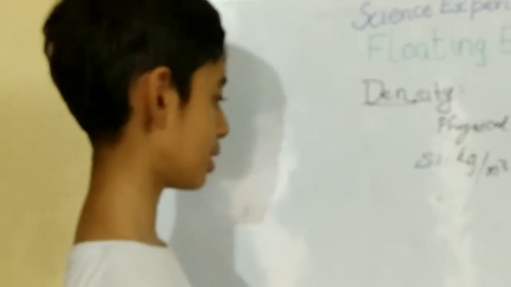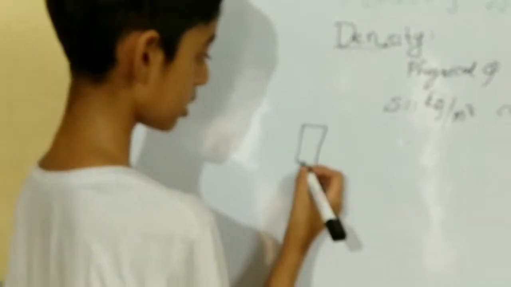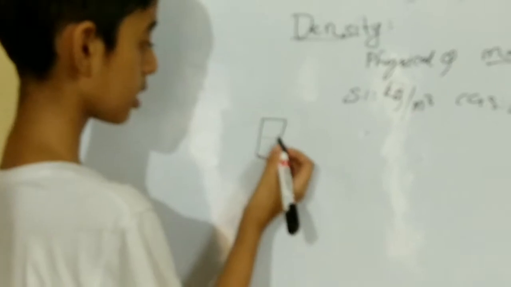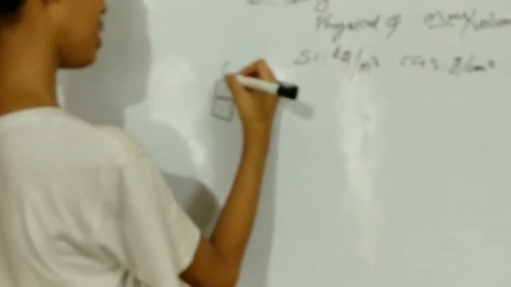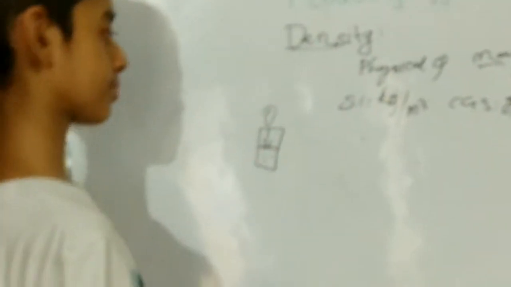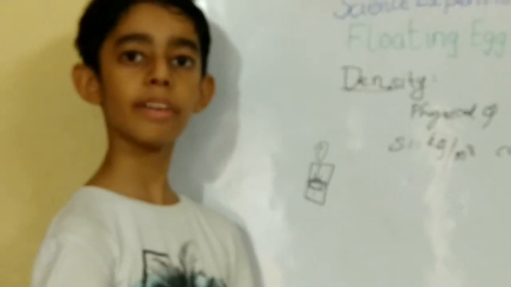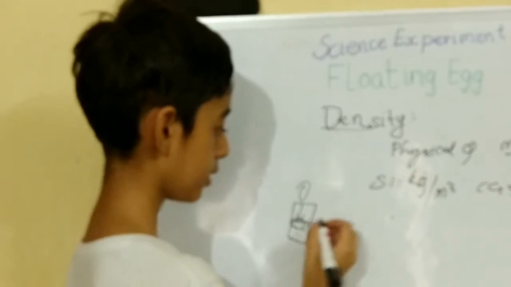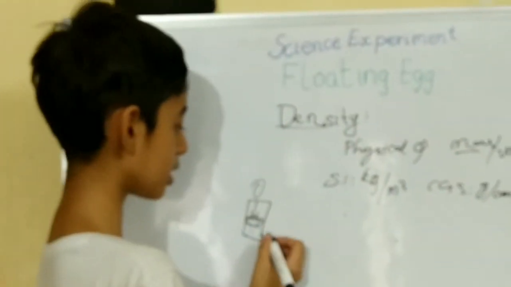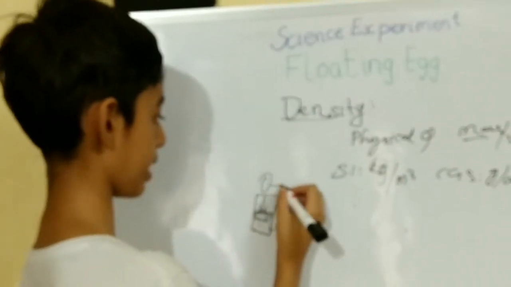And why does this happen? In the experiment, we took a tumbler containing salt water, and we kept an egg in it, and then it started to float. Why did this happen? Because here the density of the water is much greater than the egg.